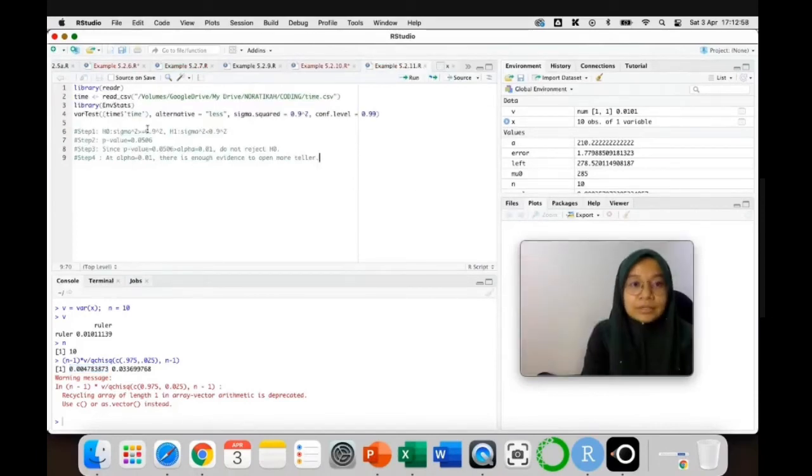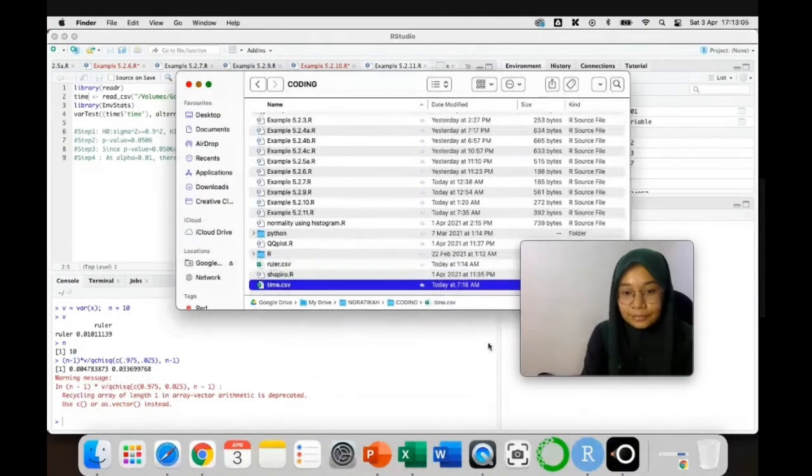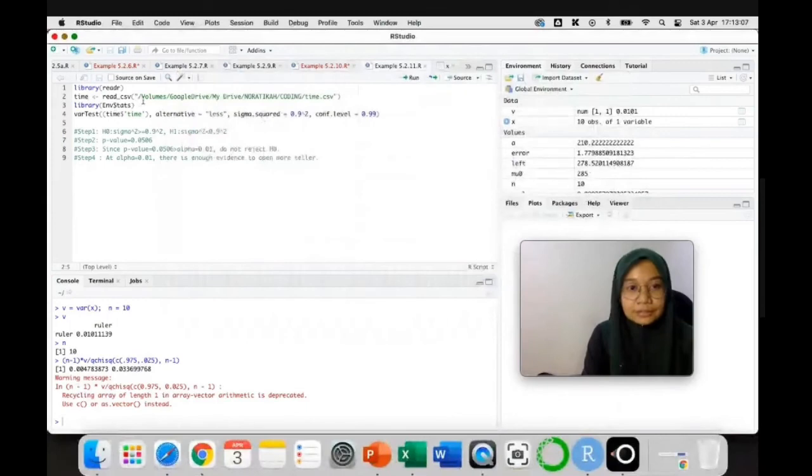Okay. So now, the data just now I put in into time here. Time. Okay, data yang baru sekarang. So read the new data. So untuk variance ni, you kena ada package ini. ENV stats. Okay, download this ENV stat. Okay, and then you put here var test. Variance test. Time. Okay, alternative less.